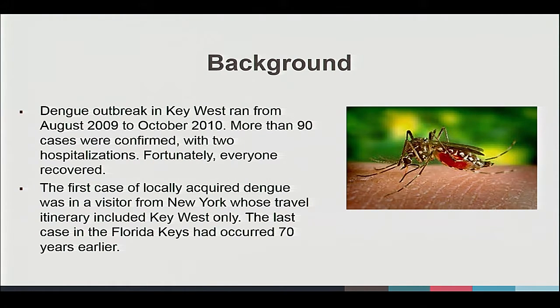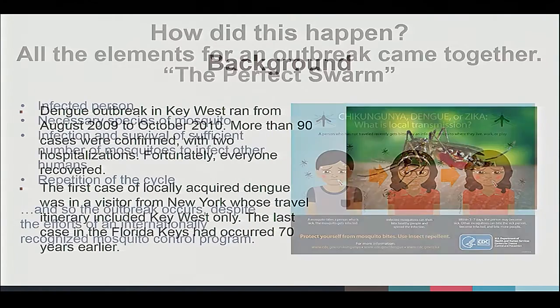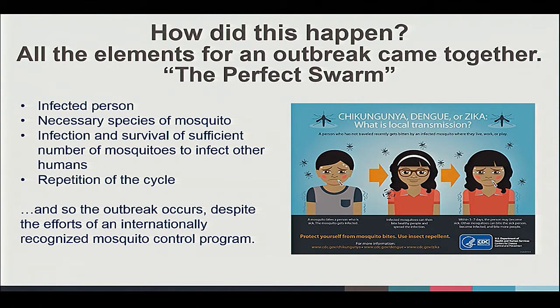Just one day you are trying to do your job, and the next day you have a local outbreak of a disease in the Keys. How did the perfect storm create the perfect swarm? This dengue mosquito is the same as the Zika mosquito, and it happened, we don't really know how, except for the fact that you had all the elements present with the infected mosquito or the infected person, the right kind of mosquito, and the next thing you know, you have a local outbreak.